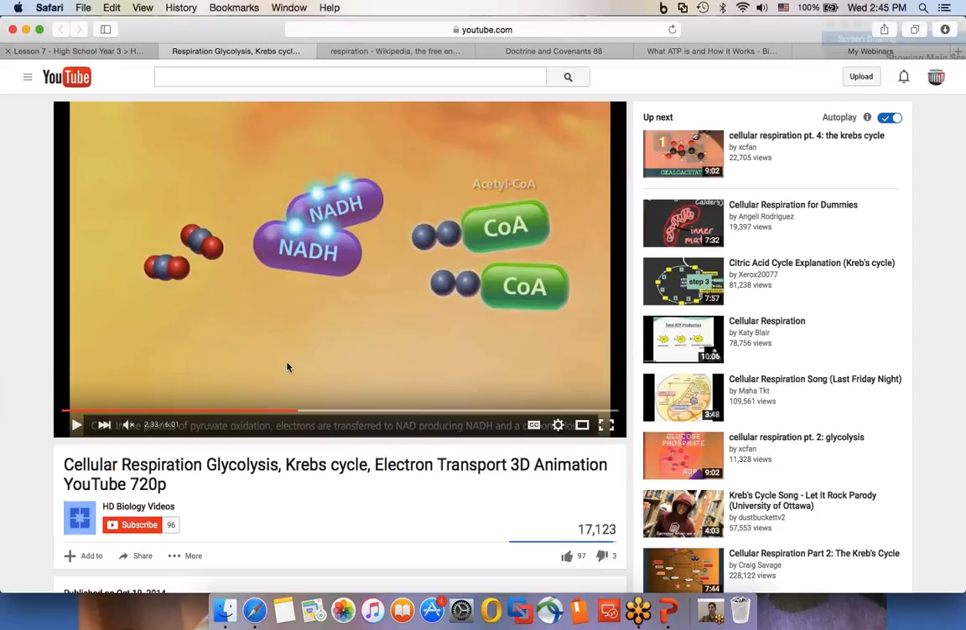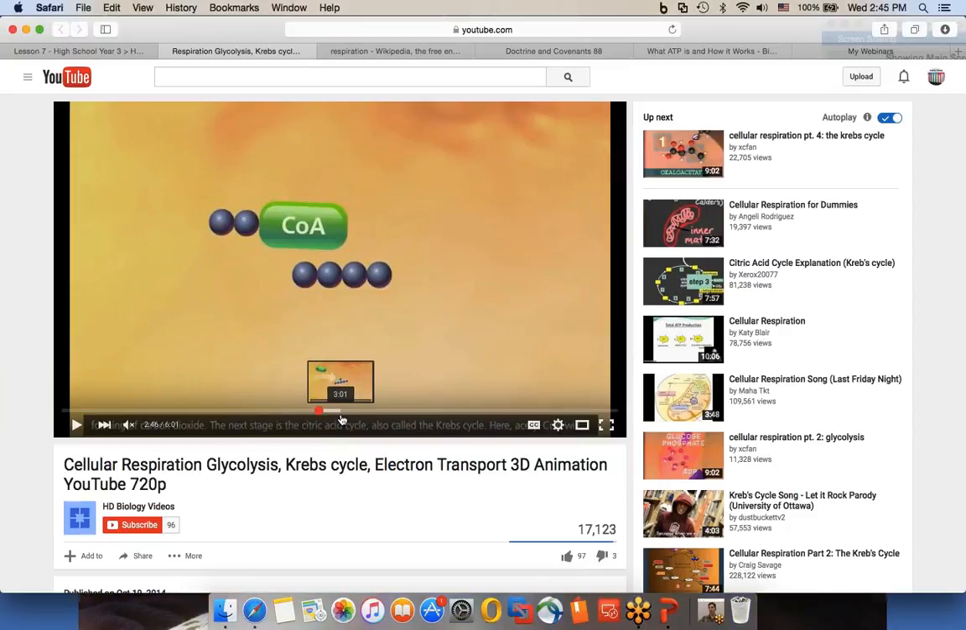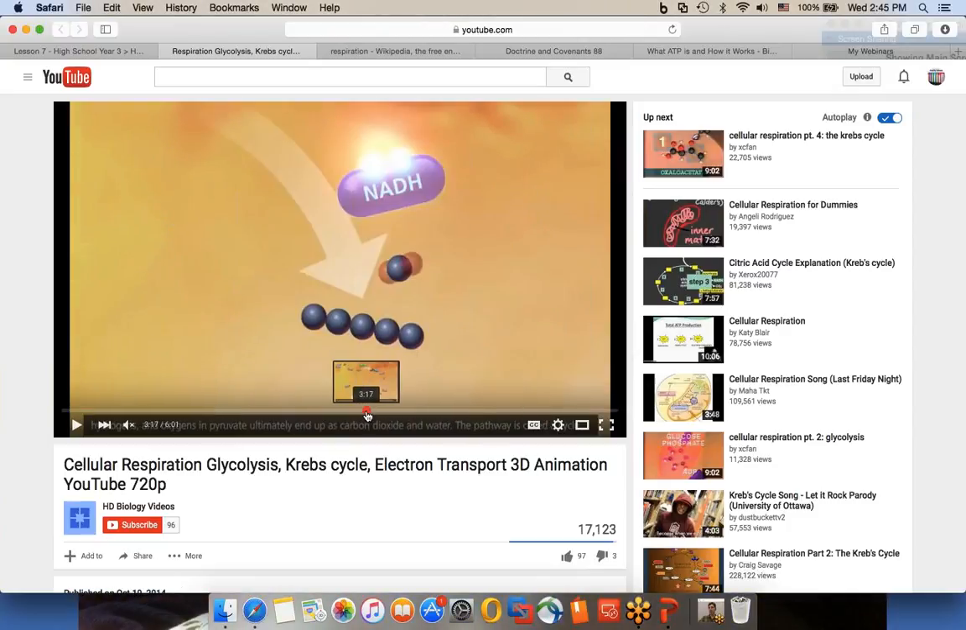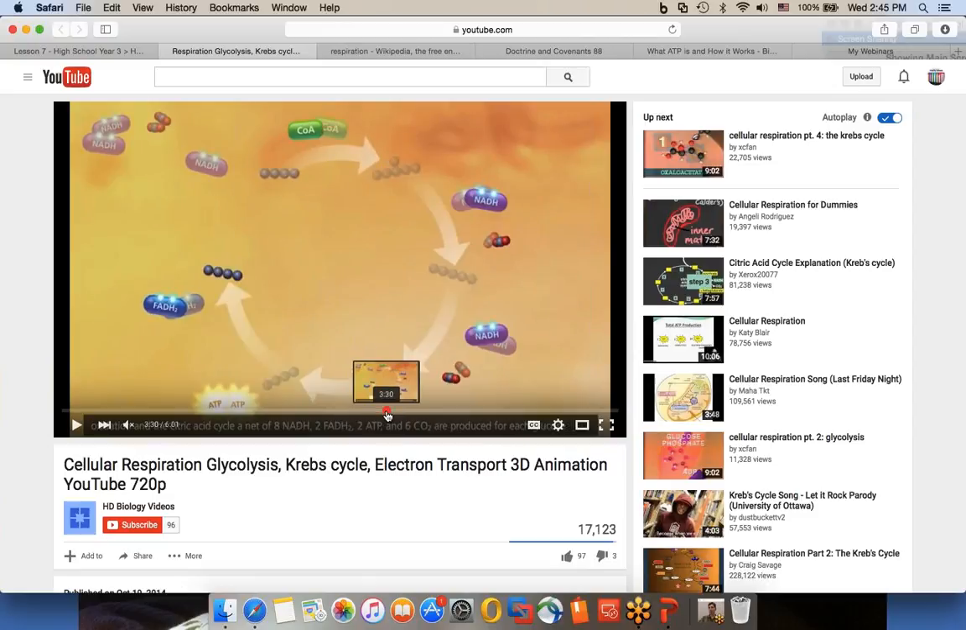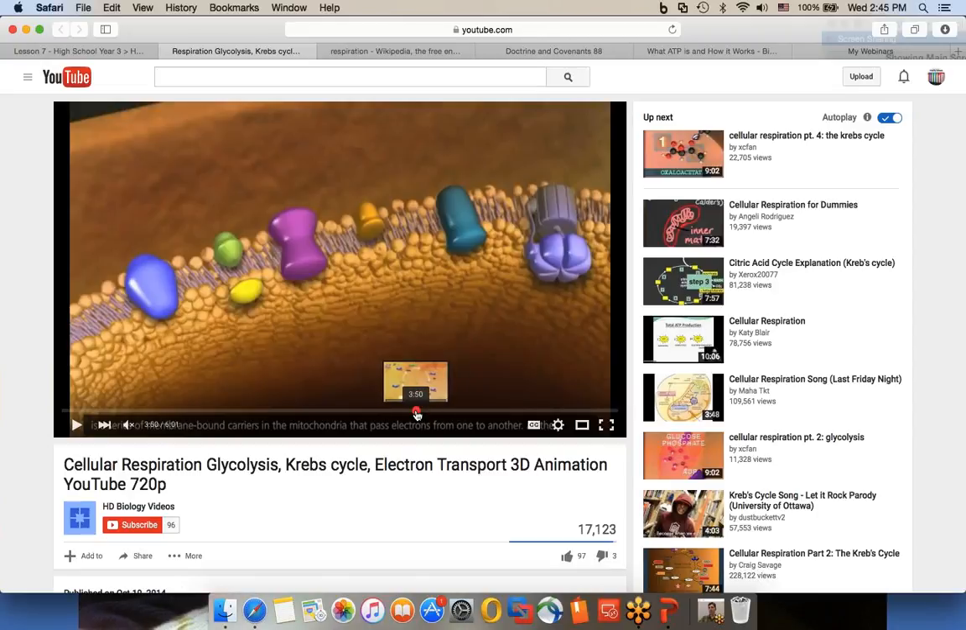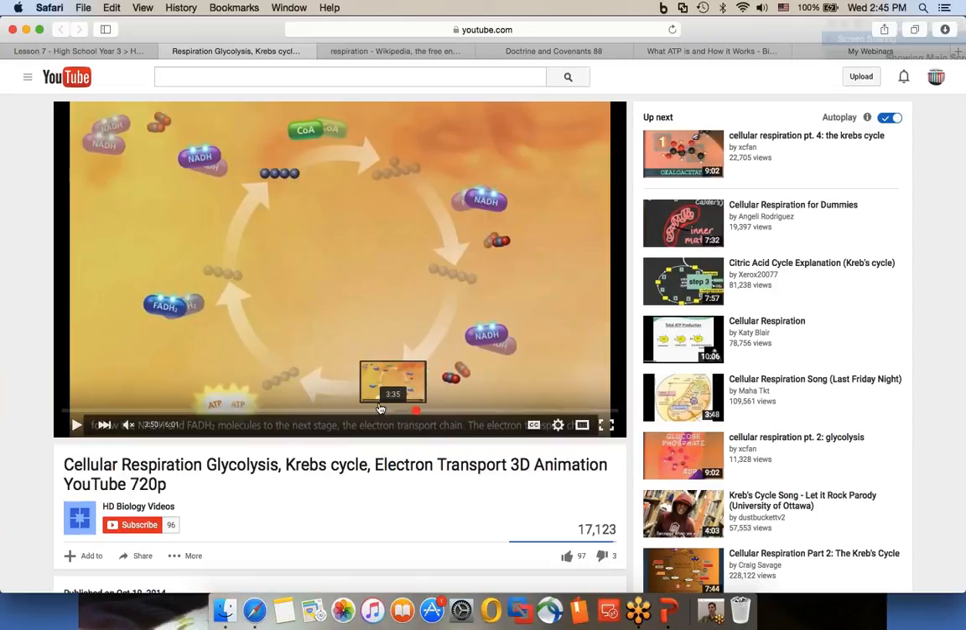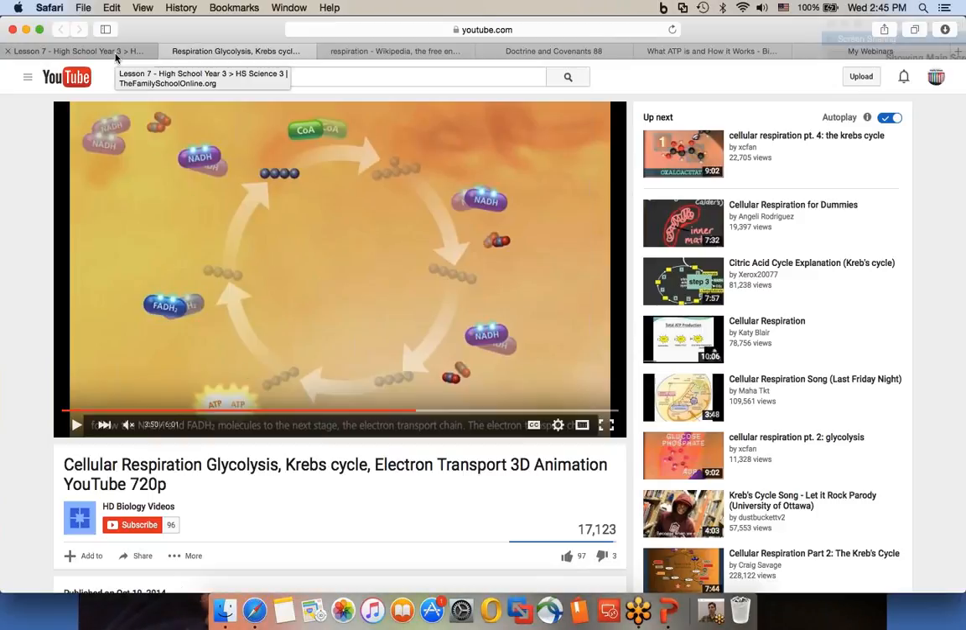After that, it goes into the citric acid cycle. Can the same molecules only go into the citric acid cycle twice? That's right, 1 for each pyruvate. Excellent. So a bunch of different molecules are added at this point.